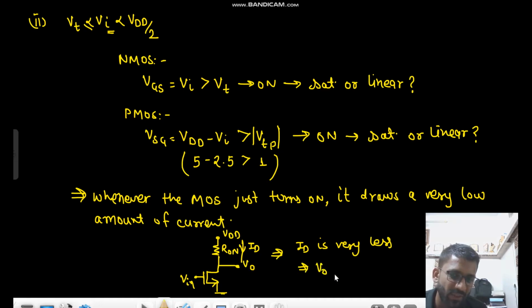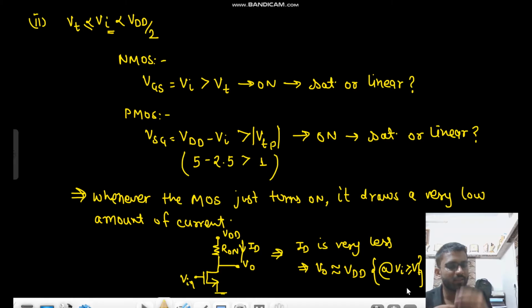That shows that V naught is nearly equal to VDD at V in just greater than VT. Okay, like just initially, if your V in is increasing from VT, from 1 to 1.1 volt, at that time ID is very less. That means the drop here is very less. At R1 resistance, the drop is very less. That means your V naught is nearly equal to VDD. So if your V naught is nearly equal to VDD, that means your VDS is very small.